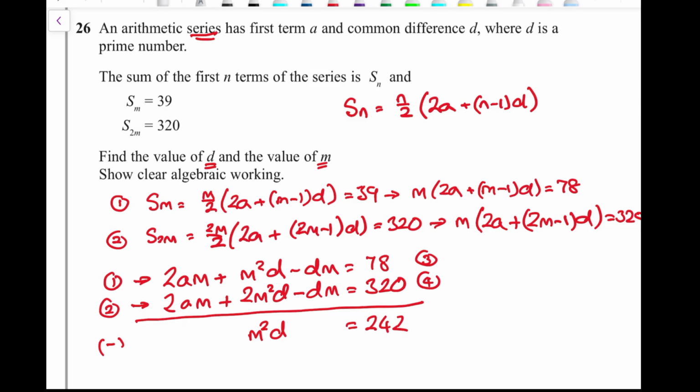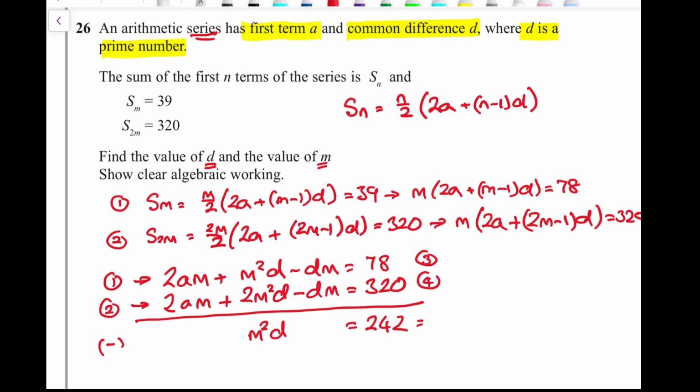Now, this is where we have to be careful to go back to the question and make sure I've read the question carefully, because it did give me another piece of information which I intentionally jumped over. The very first line tells me that I have an arithmetic series. It has first term a, which I've done, and common difference d, and then it tells me that d is a prime number.